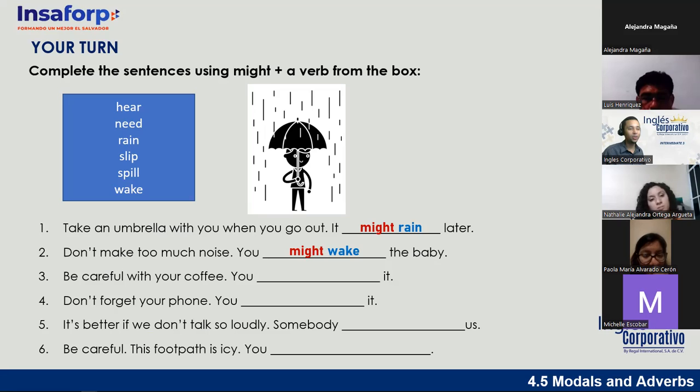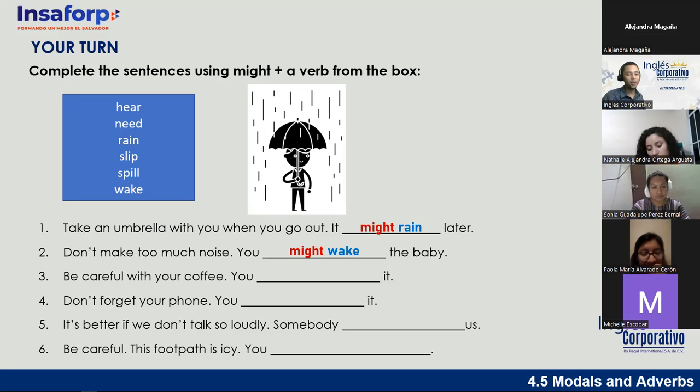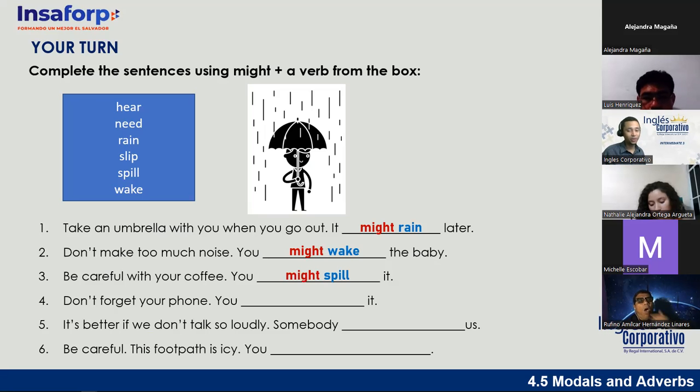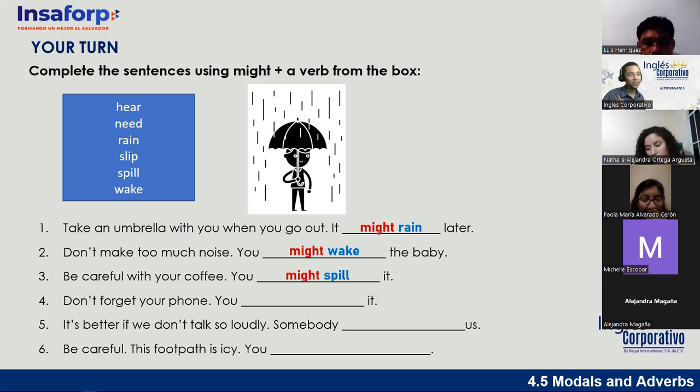Alejandra and then Luis. So Alejandra number three and Luis number four. So Alejandra, please. Be careful with your coffee. You might spill it. Lo va a botar. You might spill it. Good. Thank you, Alejandra. Luis Enriquez, what about number four?